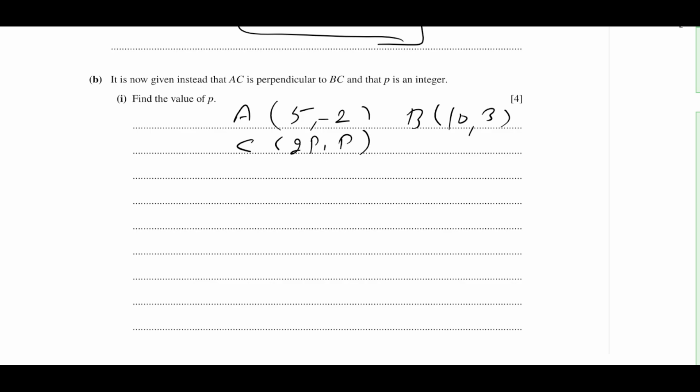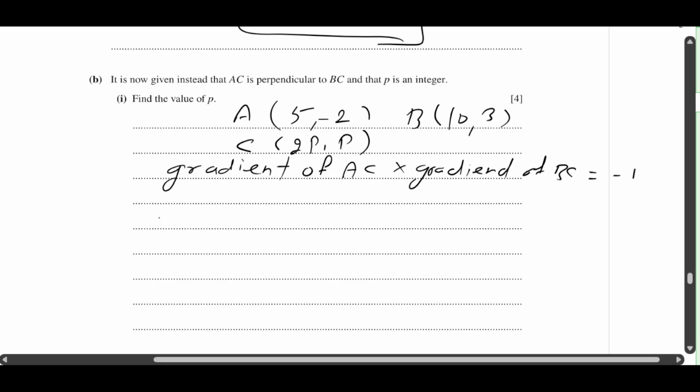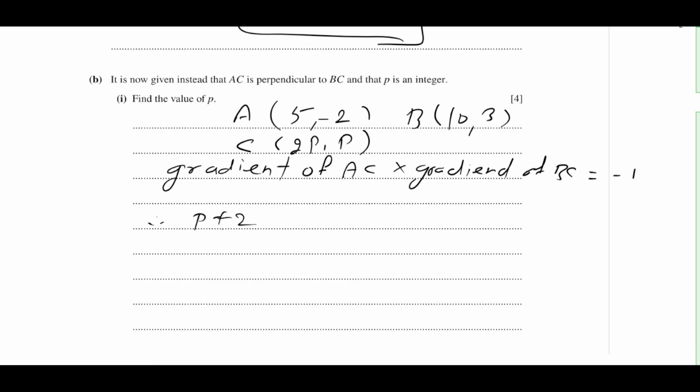Okay, ABC is given. Now AC is perpendicular to BC. So the gradient of AC times the gradient of BC is equal to minus 1. So the gradient of AC is P plus 2 divided by 2P minus 5, times the gradient of BC. BC is P minus 3 divided by P minus 10, equals minus 1.